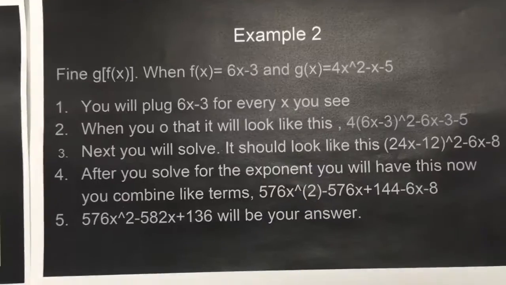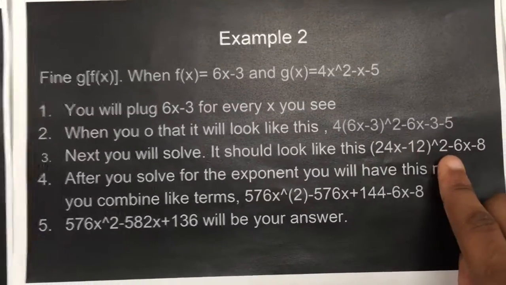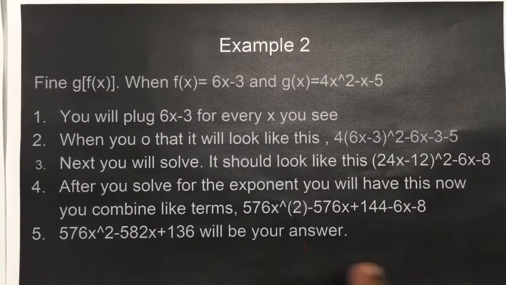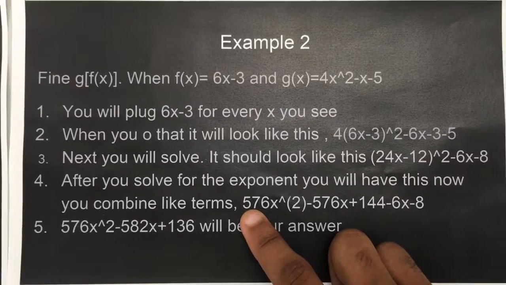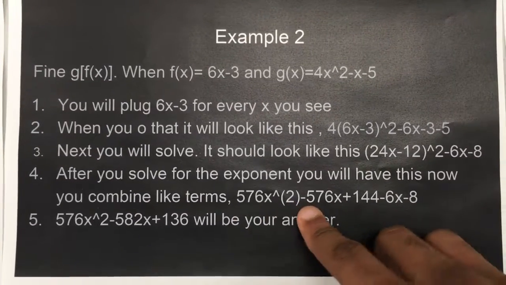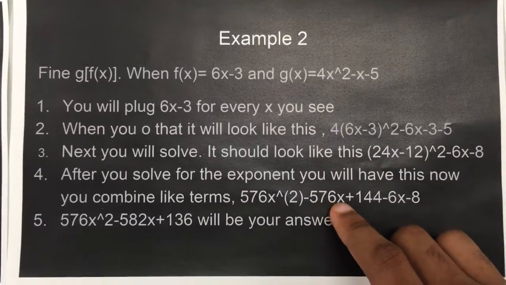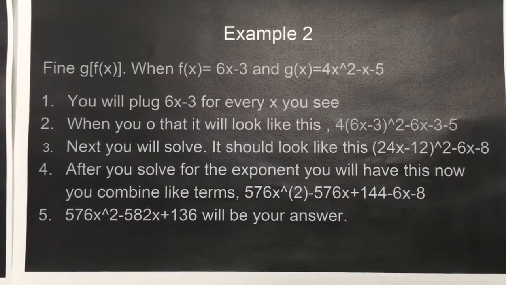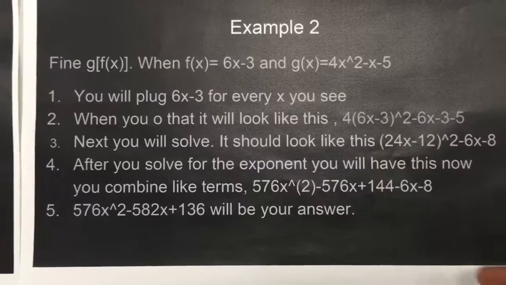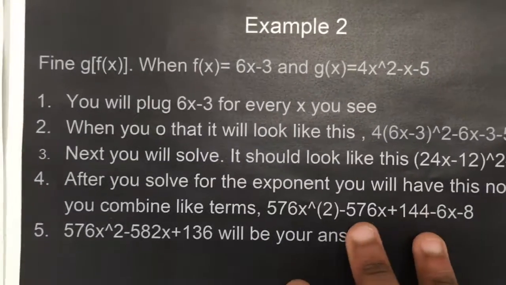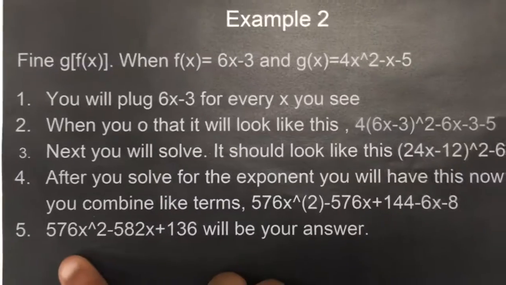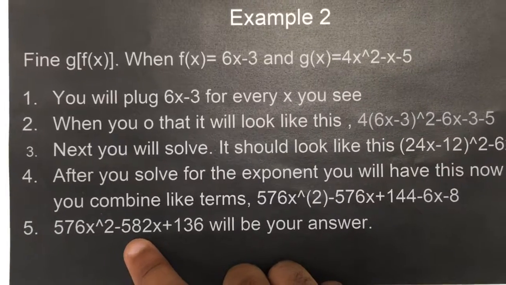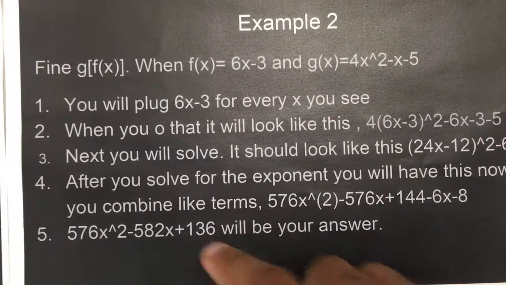So when you do that, it's going to be like 4 times the square, and then when you do that, you're going to have 576x squared minus 576x plus 144, minus 6x minus 8. Now you have to combine like terms again. So now when you combine like terms with your x's and your non-x's, you will have 576x squared minus 582x plus 136.